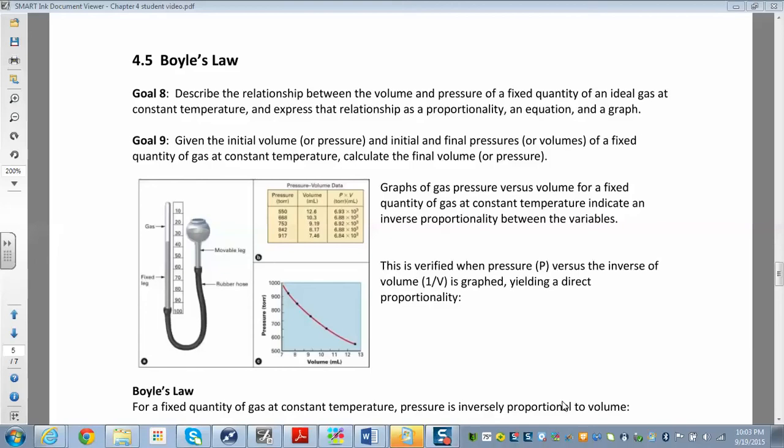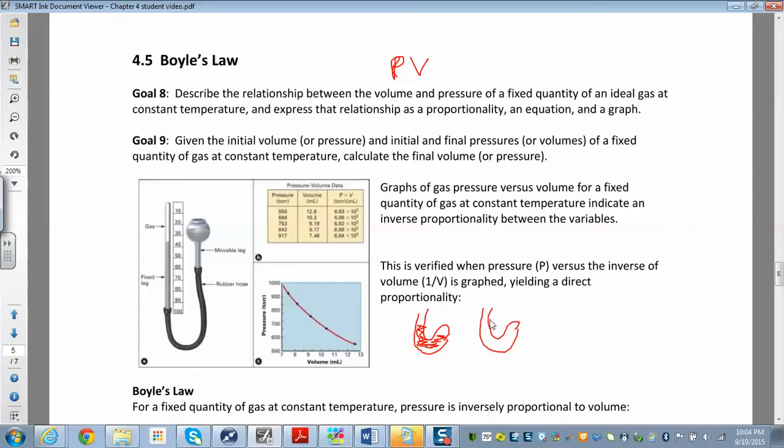Now we can talk about Boyle's law. Boyle was looking at the relationship between pressure and volume, and he did these experiments at home. He had this J-shaped tube full of mercury. He would fill this up with mercury, and he noticed that when he increased the pressure by increasing the amount of mercury in there, the volume decreased.